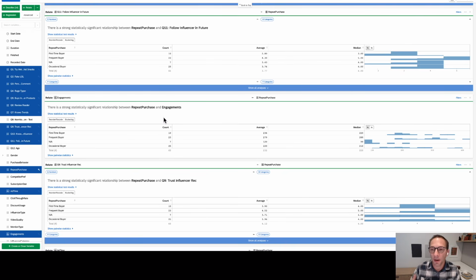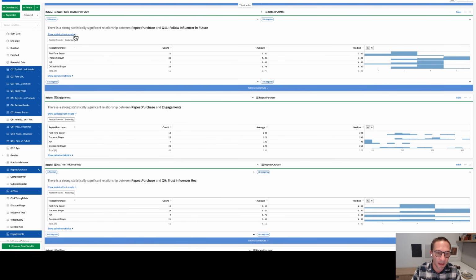Okay, so I'm going to do one other example here. A lot of those, we were just having a significant difference between two categories, and that was it. And that's not giving us the best examples to go off of. So let's look at this one. Here we have our input as repeat purchase, and our output is Q11, so the likelihood that they follow that influencer in the future.